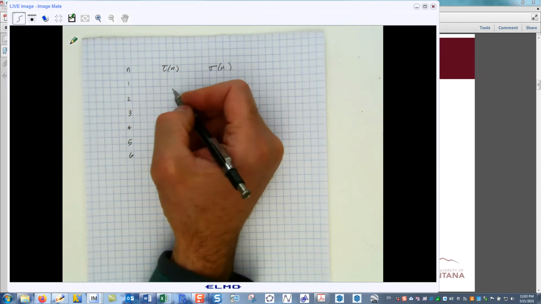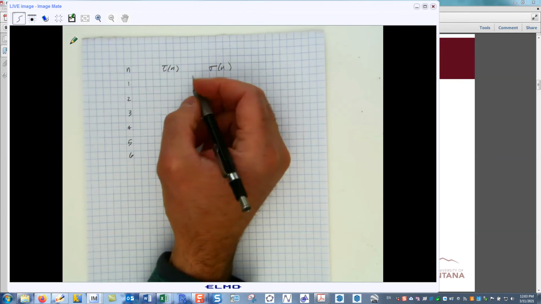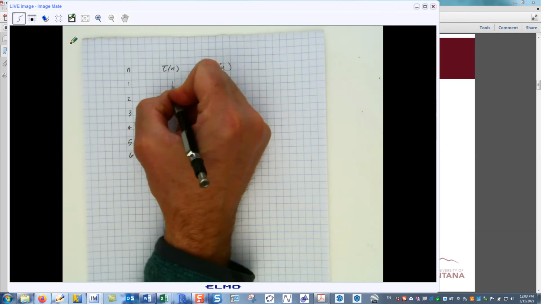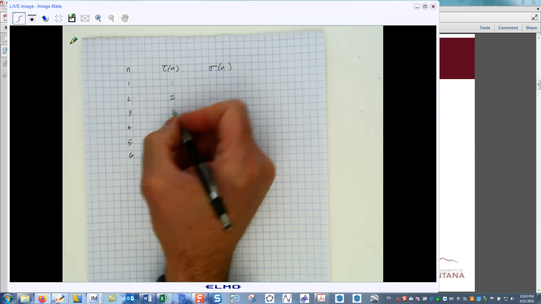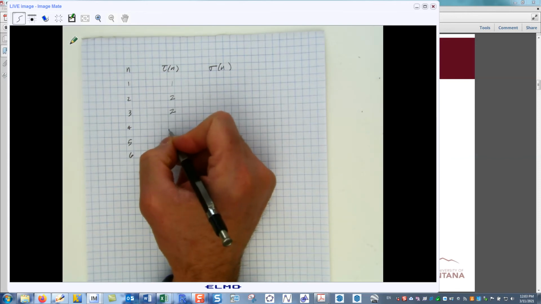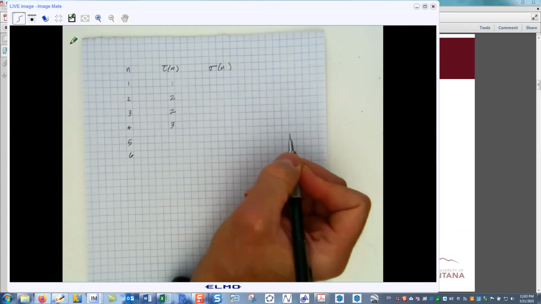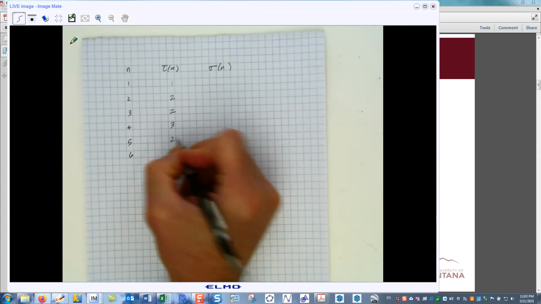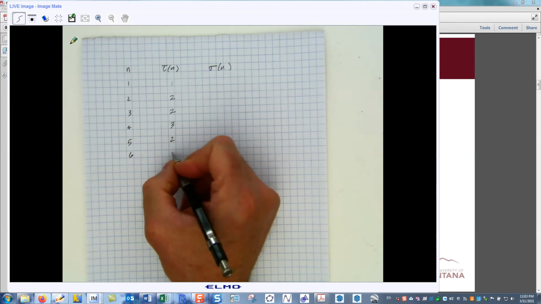Let's see, so tau of n is the number of divisors. How many numbers divide 1? Well, just 1. How many numbers divide 2? 2. How many divide 3? 2. How many divide 4? 4 is divisible by 1, by 2, and by 4, so there are 3 numbers that divide 4. Just 2 divide 5. And then the big question is 6. 1 divides it, 2 divides it, 3 divides it, and 6 divides it.